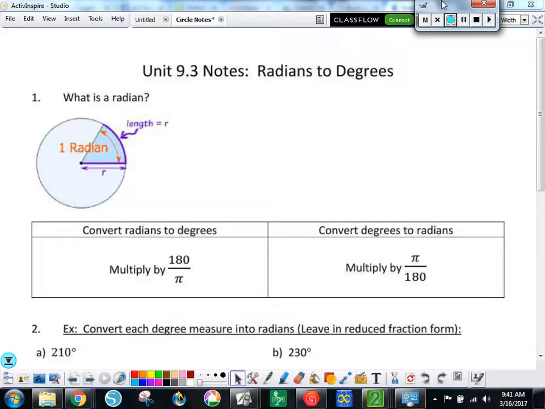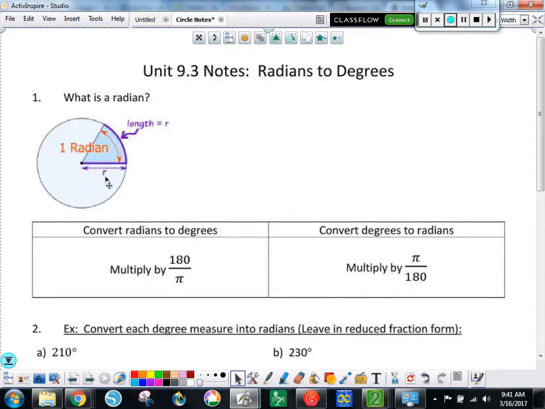So radians, again, sounds a lot like the word what? Radius, right? You've got this R length right here. So pretend like it's 5. Okay, pretend like its radius is 5 or whatever. R, pretend like that's 5. This radius right here is also then 5.